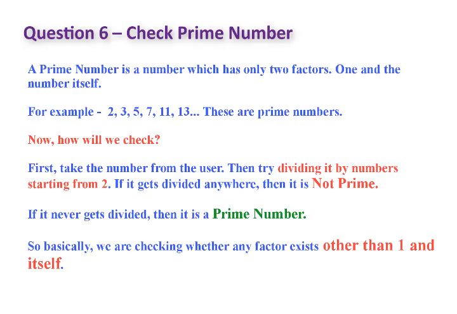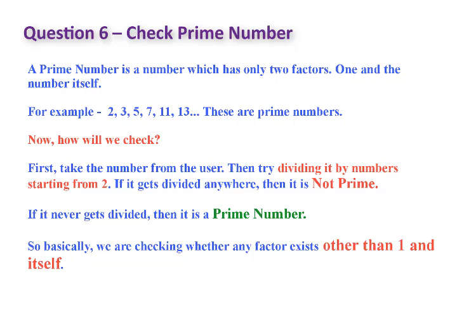Question 6. Check prime number. Now let's discuss question number 6. Students, this is an important question. A prime number is a number which has only two factors: one and the number itself. For example, 2, 3, 5, 7, 11, 13. These are prime numbers. Now how will we check?